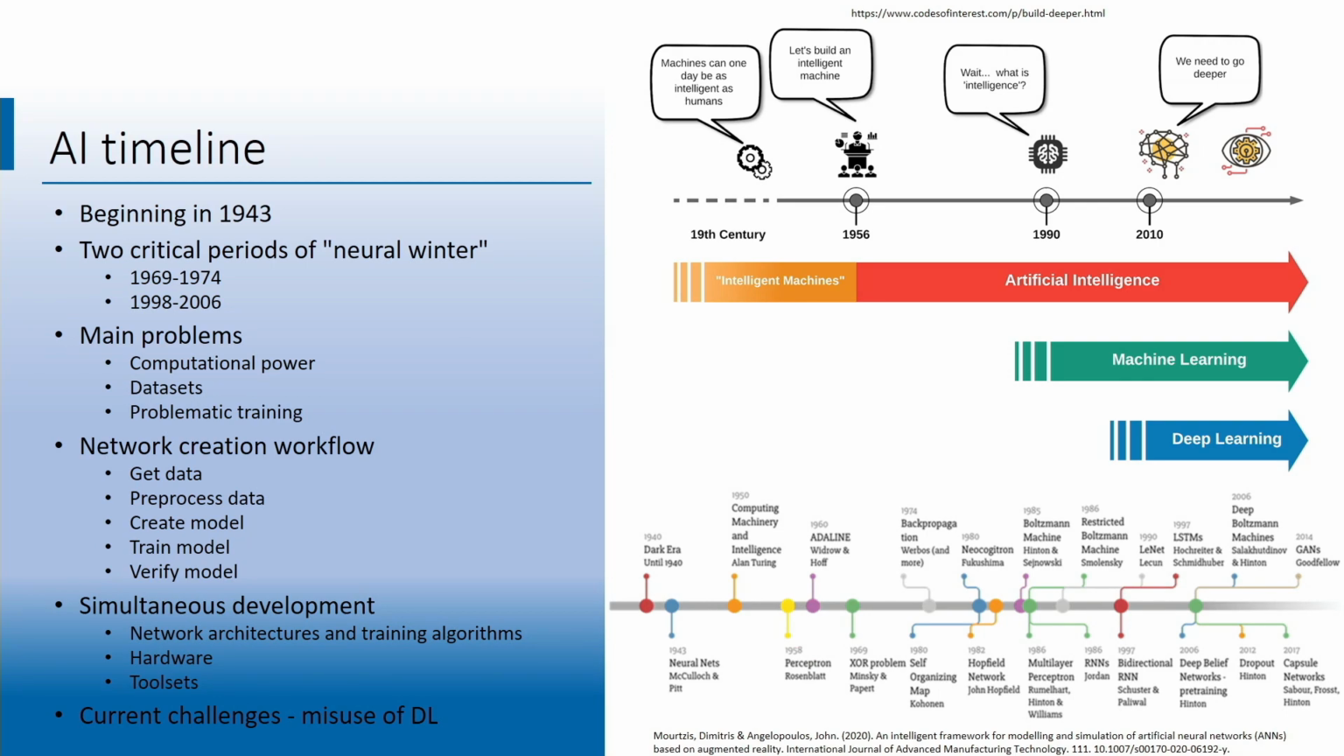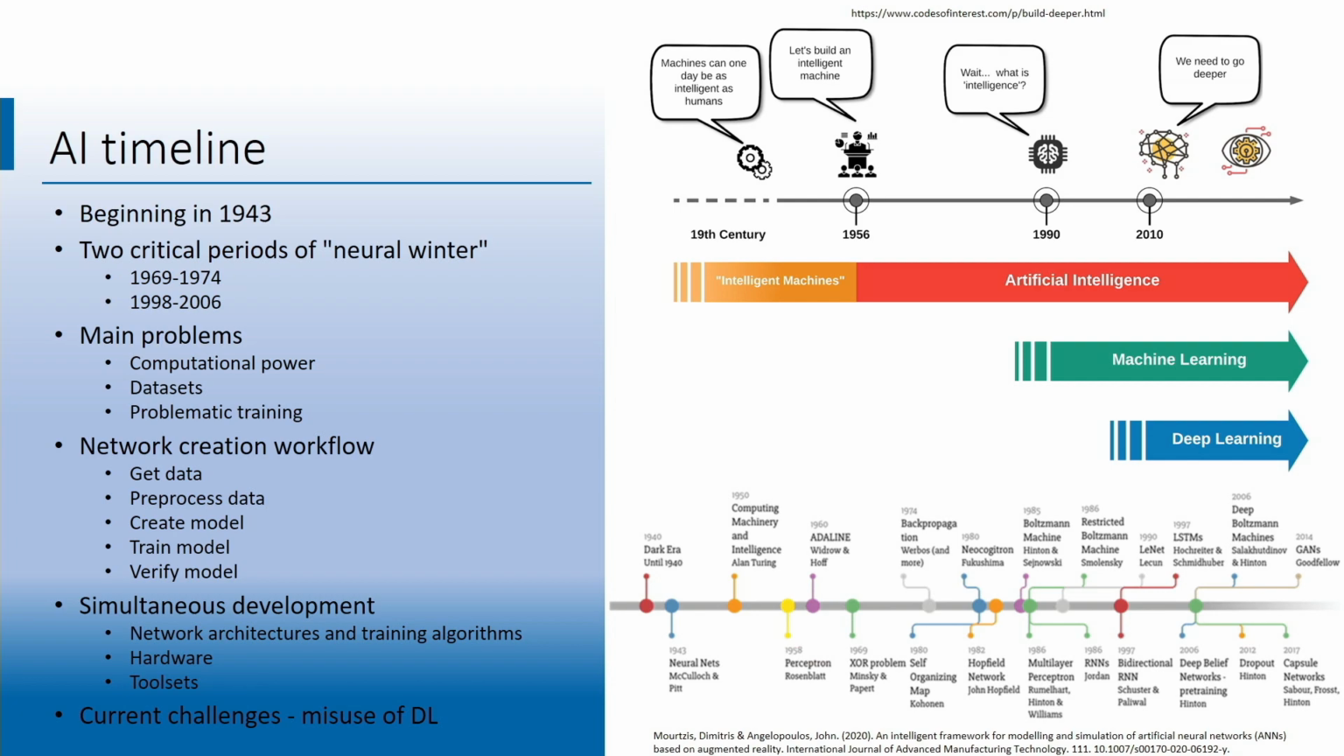So in my presentation, I would like to take you from the beginning of artificial intelligence to the current landscape of deep learning. Basically, the beginning of artificial intelligence can be set as 1943, when the publication about the perceptron by McCulloch and Pitts appeared. The development of artificial intelligence actually stopped, or interest in it stopped, twice during this time. First between 1969 and 1974, and second between 1998 and 2006.